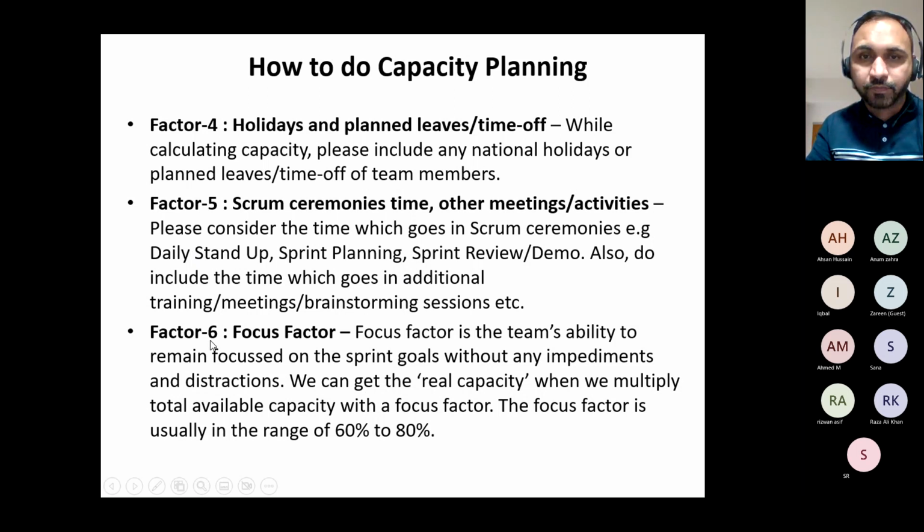Factor six, focus factor. Focus factor is the team's ability to remain focused on the sprint goals without any impediments or distractions. For example, someone might come to my desk and start a discussion which goes long and long, and we spend hours, right? And then, oh my God, I could not get enough time to finish what I had planned because that individual was standing at my table and talking about so many unrelated things, right? So it doesn't make sense. We can get the real capacity when we multiply total available capacity with the focus factor. The focus factor is usually in the range of 60 to 80%.